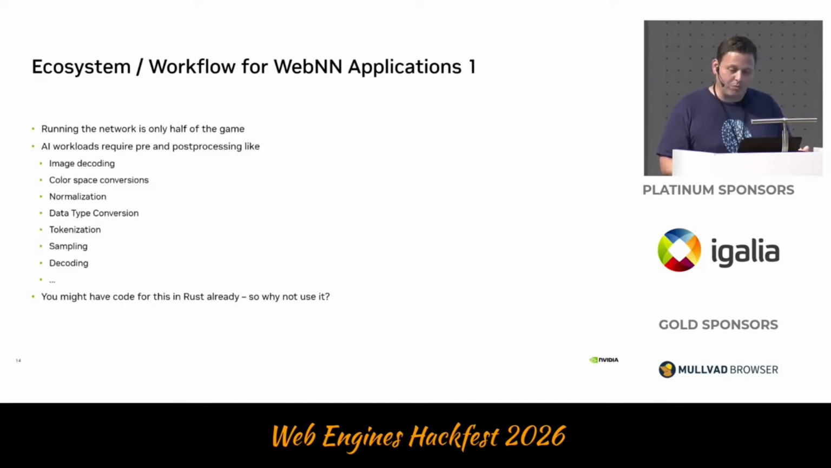But since there's more you need to do anyways, if you're deploying machine learning applications, it's not just downloading an ONNX and running it. You need to do pre- and post-processing. You need to do image decoding, color space conversions, normalization, data type conversions, tokenization, sampling, decoding, whatever comes to your mind. So you need actual code around your network anyways. And either you write all the code in JavaScript or you write your code in Rust.